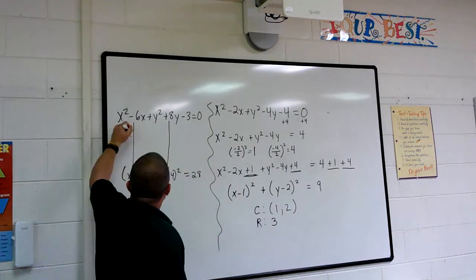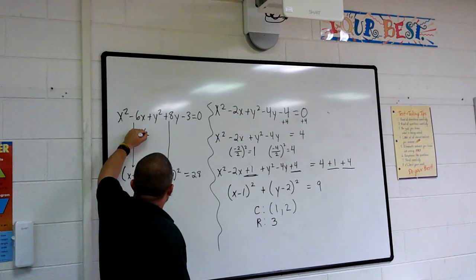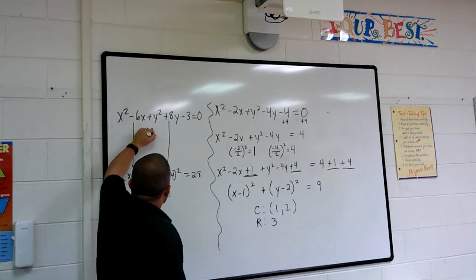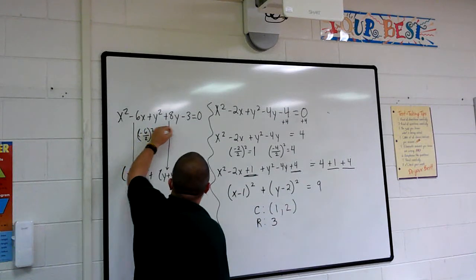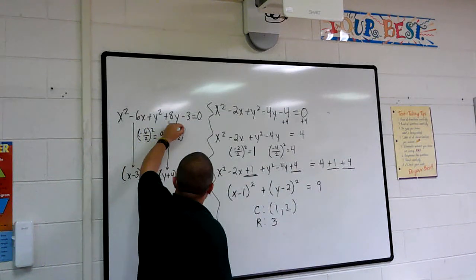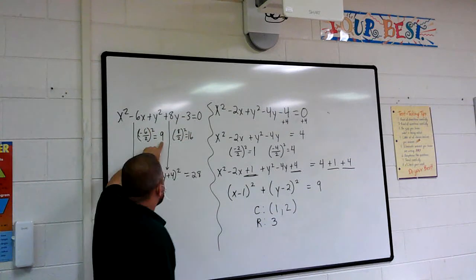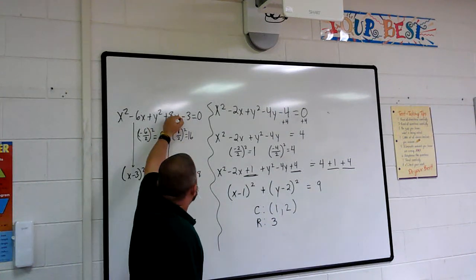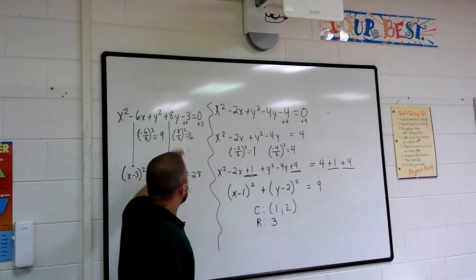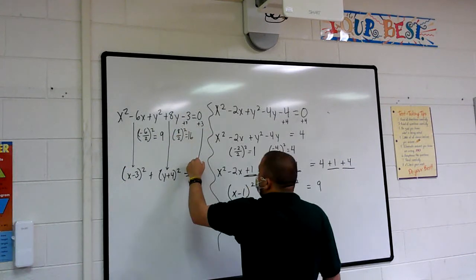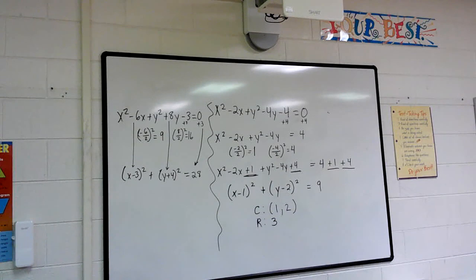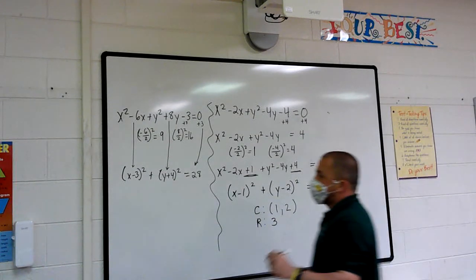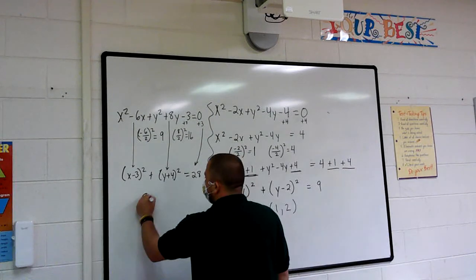But what you're doing is, again, negative 6 divided by 2 squared, and that gives you 9. And you're doing 8 divided by 2 squared, that gives you 16. So you're taking the 9 and the 16 and adding it to the 3 that's already over here. So that is how you get 28. And then in parentheses, you're putting half of those. Negative 6 divided by 2 is negative 3, and 8 divided by 2 is positive 4. So now we get that the center of this circle is (3, negative 4).